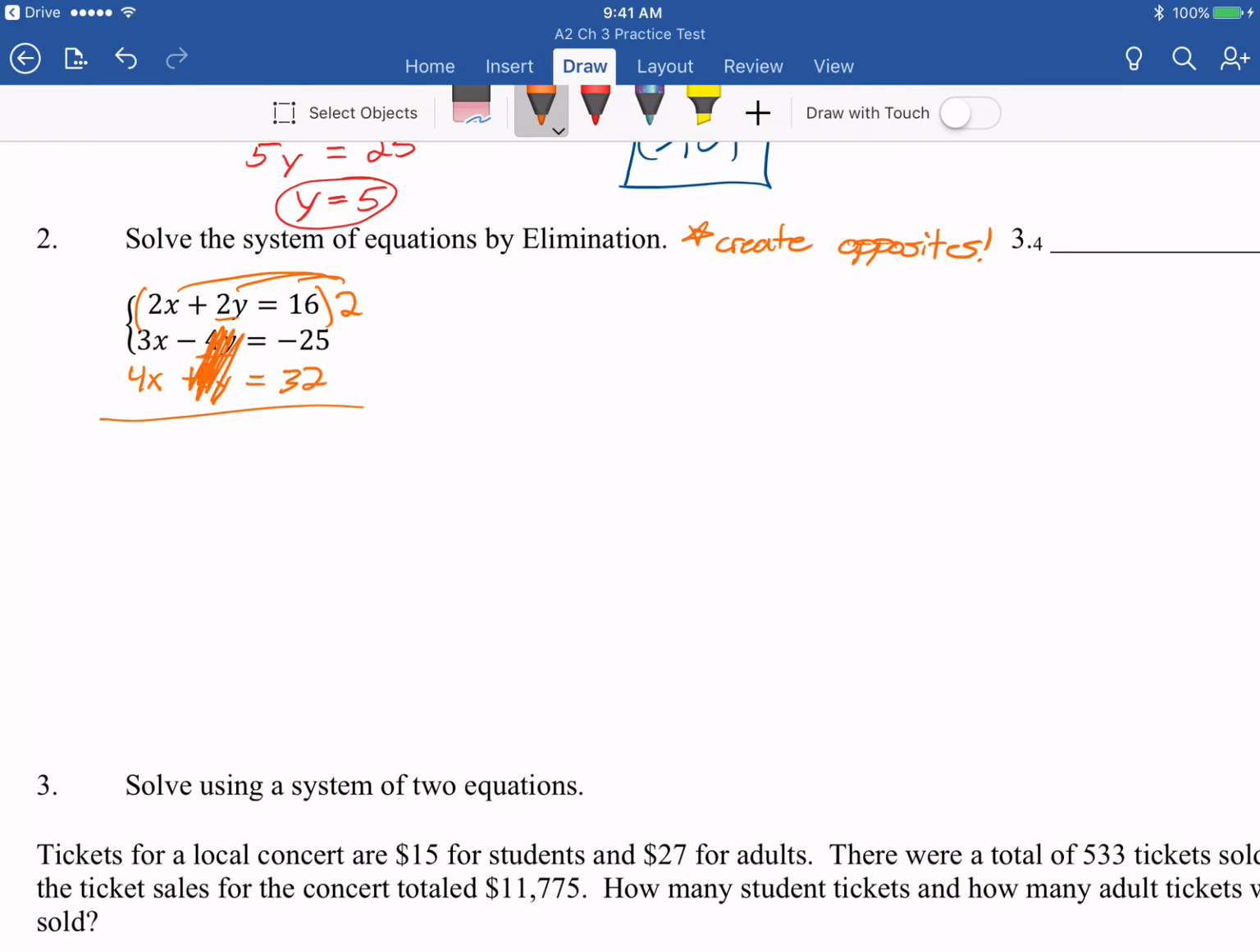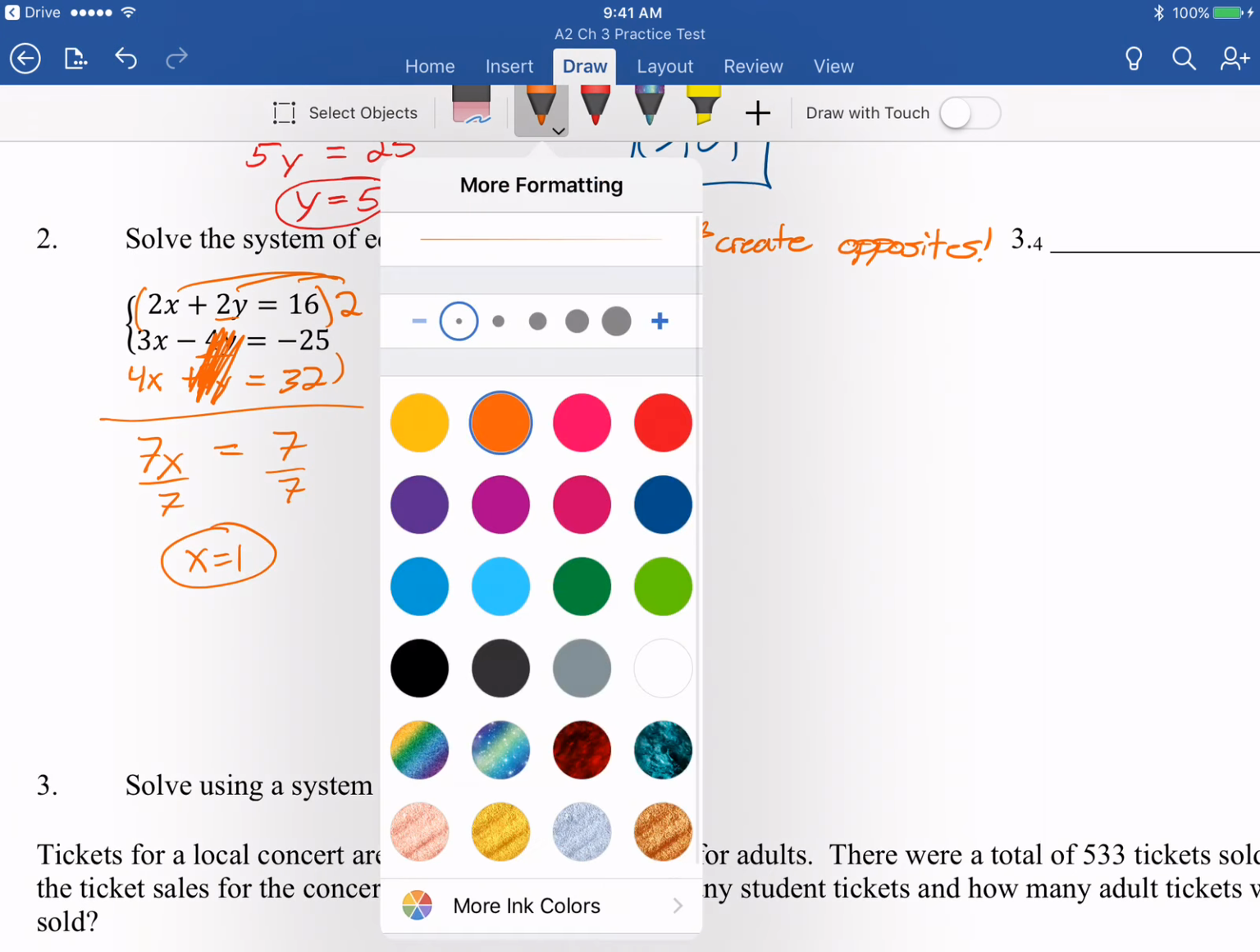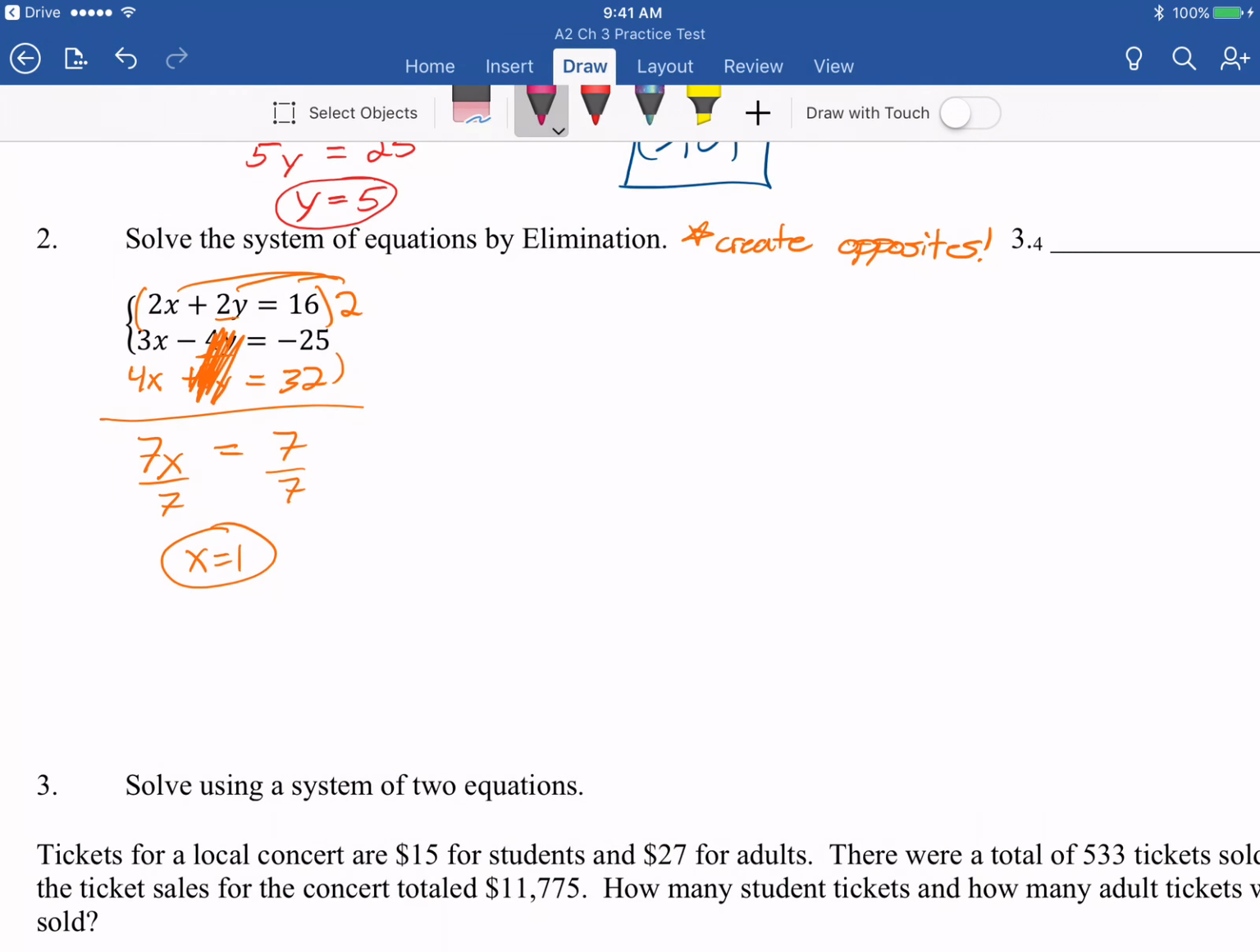These guys cancel each other out. That's the opposites that I wanted to create. Now this makes 7x is equal to negative 25 plus 32 is actually 7. So divide by 7, I get x equals 1. All right, so great, you found your x is equal to 1, but now you have to find out what your y is. So you can plug this x in here to solve for your y here.